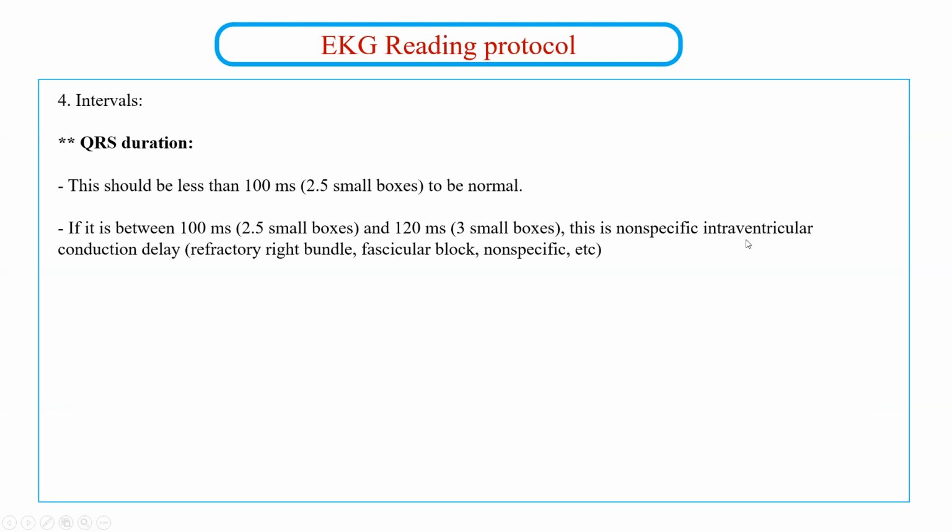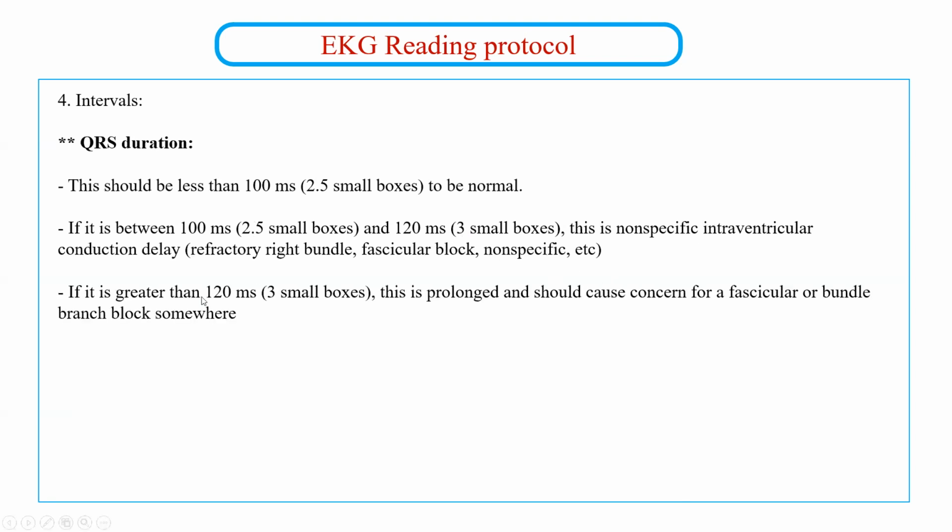this is a non-specific intraventricular conduction delay. There is a non-specific delay somewhere. Either there is a fascicular block, or there is a refractory right bundle. You know that the refractory period of the right bundle is longer than that of the left bundle, so maybe you caught the beat when the right bundle was in its refractory period. So there is a non-specific intraventricular conduction delay, and we don't care about this.